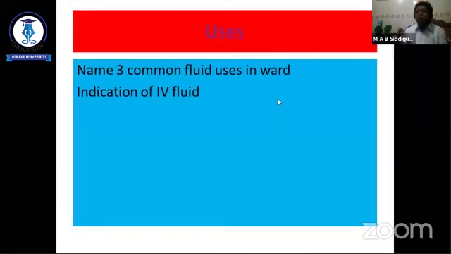Name three common fluids used. I think you should know fluids like Hartmann solution, Ringer lactate solution, normal saline, dextrose in aqua, dextrose in normal saline, etc. And indications of IV fluid are hypovolemia, diarrhea, vomiting, postoperative monitoring of the patient, and maintaining the channel. These are the uses or indications of IV fluid.